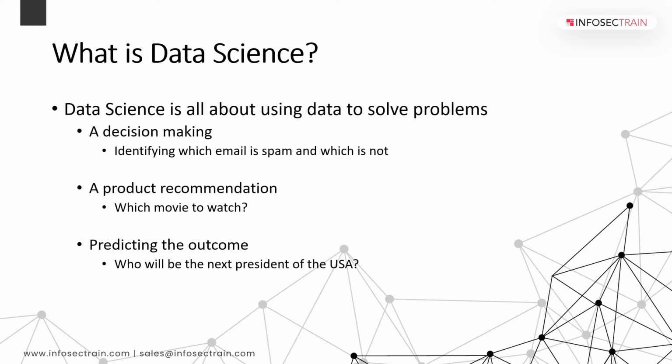In data science, we mostly solve problems related to data. The problems could be decision-making problems, like identifying which email is spam and which is not. A problem could be a product recommendation problem, like which movie to watch. And a problem could be an outcome-based problem, like who will be the next president of the USA. You can answer these questions by using data science. In short, you can solve any type of problem.